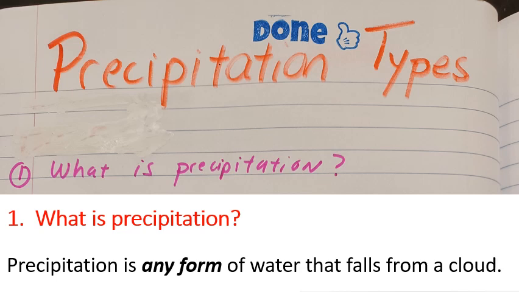Scientifically, precipitation is any form of water that falls from a cloud. Now, it's got to be falling from a cloud. Fog, or the cloud itself, is not precipitation. Lightning, even though it comes out of a cloud, is not precipitation because it's not water. Precipitation, by definition, is any time that we get water falling from a cloud.